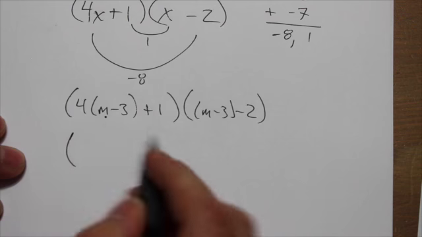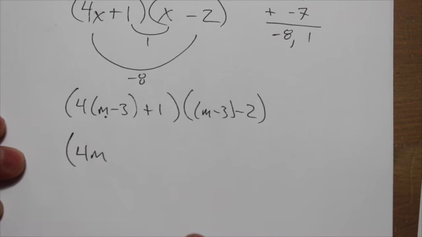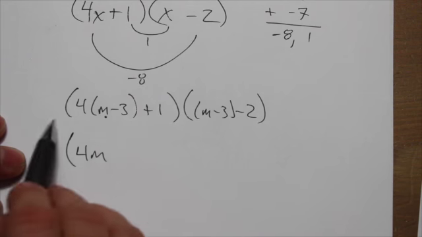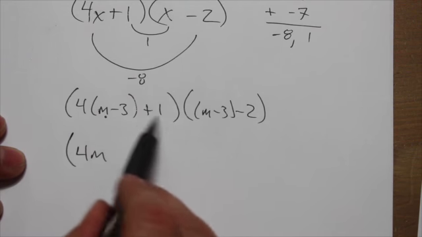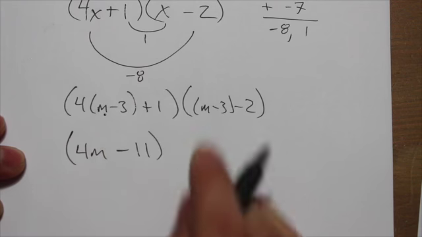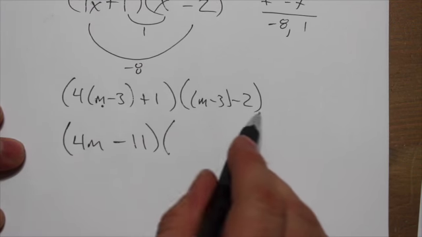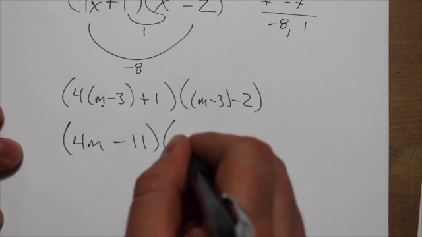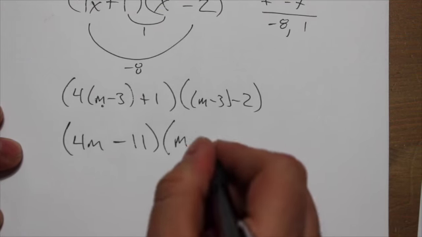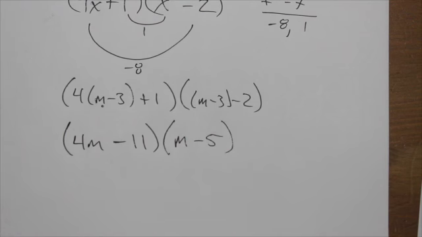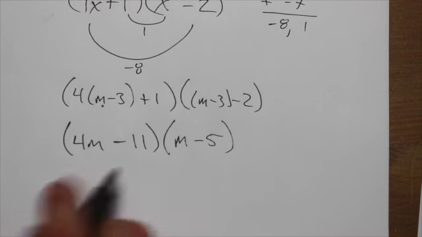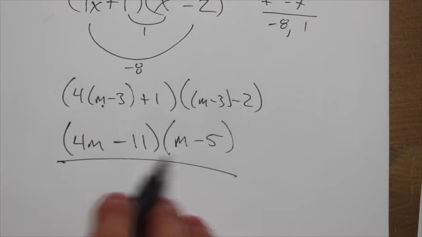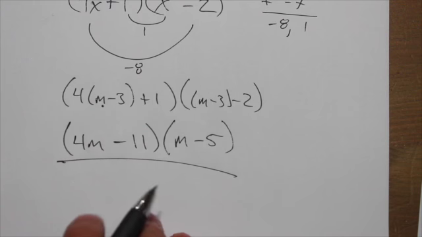So this is going to become 4m. Okay, well I can do that really easy. And then it's going to become 4 times negative 3, which is negative 12, plus 1. So negative 11. Over here, there's nothing to combine with the m, so the m kind of sits on its own, and then it's minus 3 minus 2. So I just put that together to get minus 5. And that's it. Factored. As long as there's nothing else that's common to the two terms in either one of these things, I'm done.